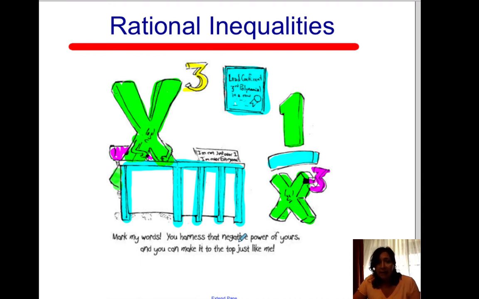So today, we're learning about rational inequalities. Now, rational functions are like fractions, like this. See how it's a fraction?